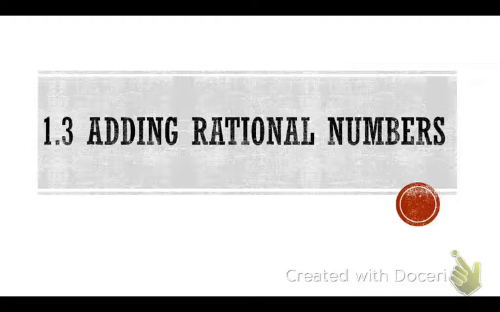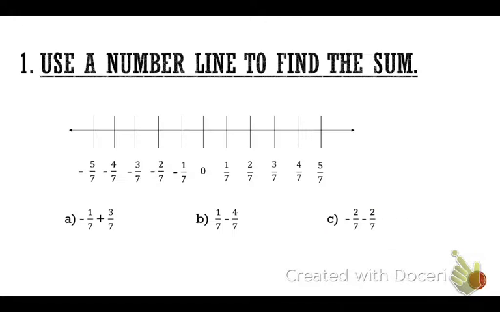Today's lesson is 1.3. It's about rational numbers. So remember, rational numbers simply just means we're going to be using fractions and decimals instead of integers. Do you guys remember what an integer is? It's a positive or negative whole number. Very good.